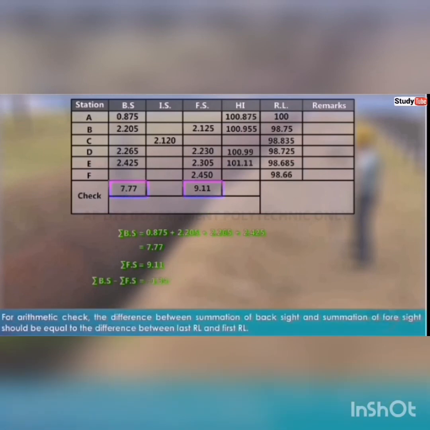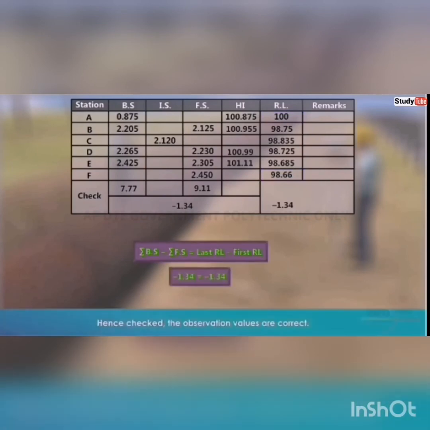For arithmetic check, the difference between summation backside and summation foresight should be equal to the difference between the last RL and first RL. Hence, check that the observation values are correct.